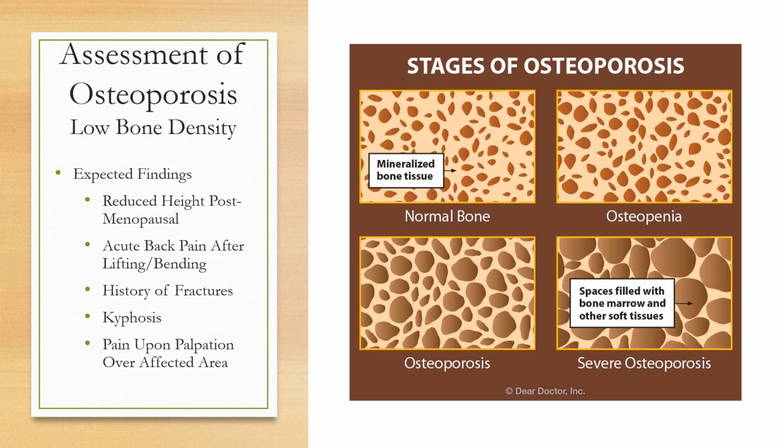Okay. On the right, just giving you an image of what normal bone mineralization would look like. And then osteopenia is just thinning of the bone, but not osteoporosis yet. And then osteoporosis, you can see that there's definite loss of calcium phosphate and then severe osteoporosis. Look at the huge gaps. So there's much more marrow, but the calcium phosphate part of the bone is vastly diminished.